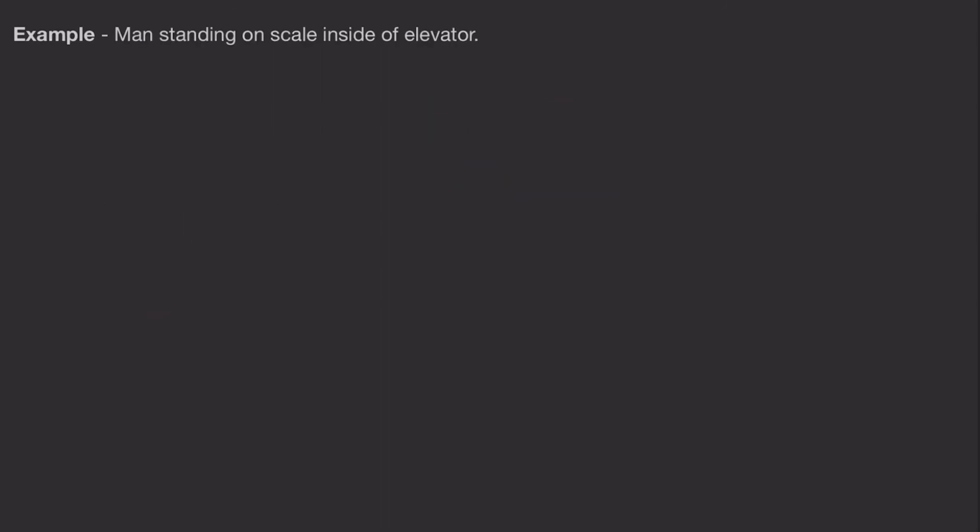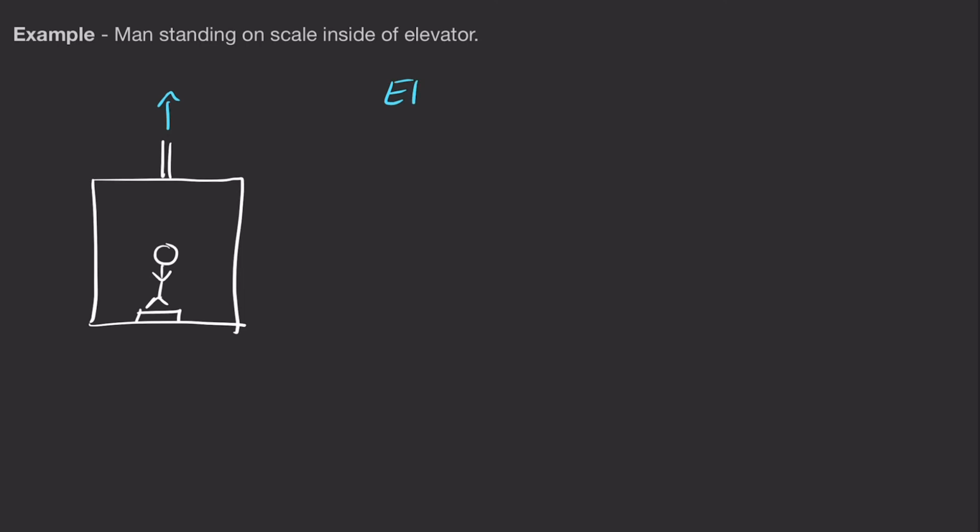So in this problem, we have a man standing on a scale inside of an elevator. So this is sort of a classic problem. So we have an elevator, and then we have a man inside, and then that man is standing on a scale. So we're going to do the free body diagram for the elevator, the man, and the scale.